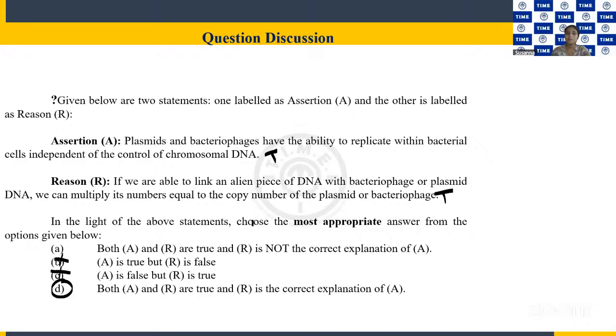An alien piece of DNA, we can multiply into the equal copy number of the plasmid or bacteriophage, because why? Because plasmids and bacteriophages have the ability to replicate within the bacterial cell. So, as a result, the alien piece of DNA which we are linking to the plasmid DNA can also replicate. Is it clear? So this is how we need to understand.